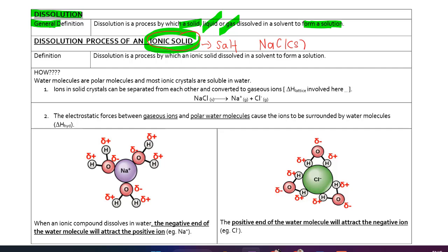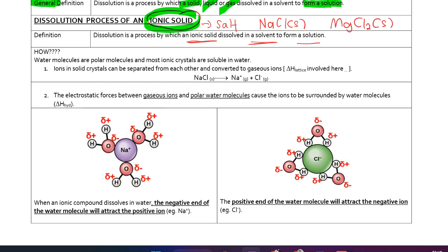Another example, magnesium chloride. Between magnesium and Cl, you will have an ionic bond. So that's why we call it an ionic solid. So this is the process by which an ionic solid dissolves in a solvent to form a solution. So how is the process?